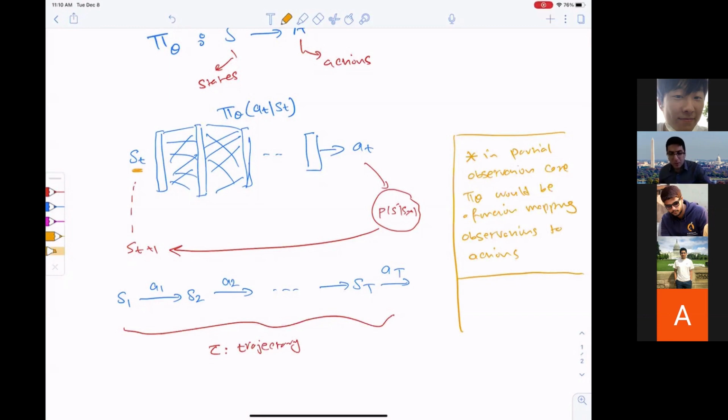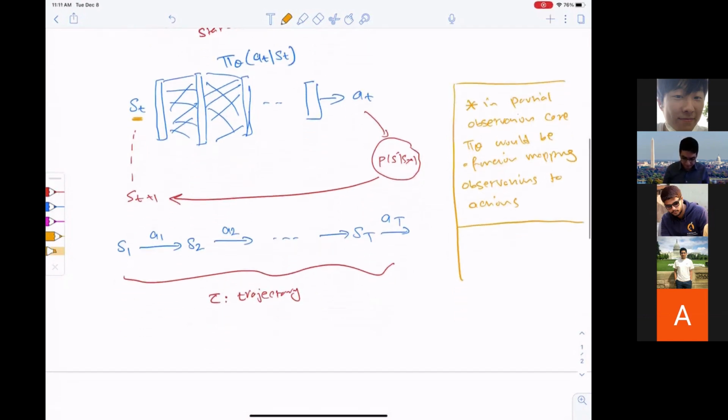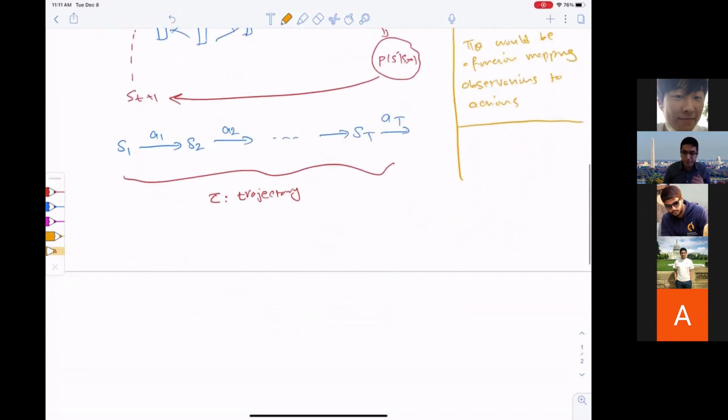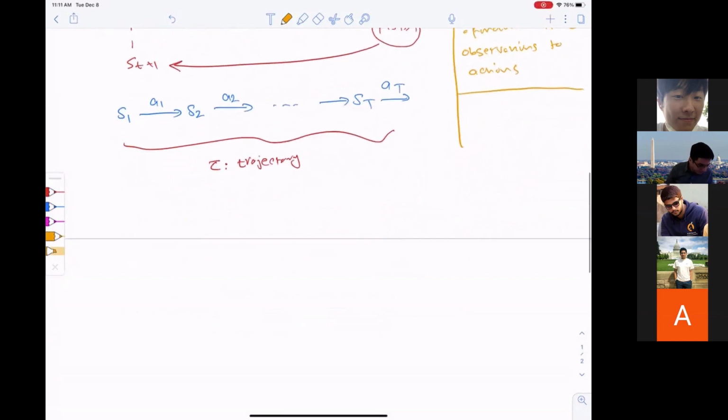Okay, so let me pause and see if there are questions so far. So if not, let's move on. Now I want to compute the probability of observing a particular trajectory.